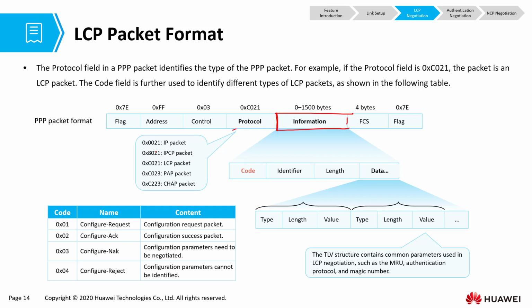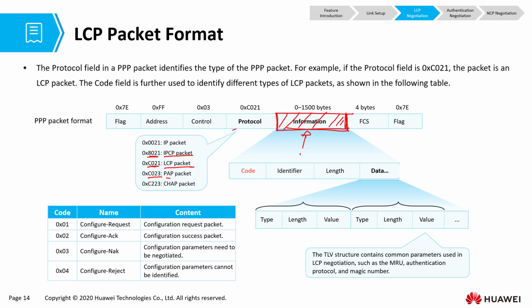If the value in the protocol field is 8021, it means the information we are carrying is an IPCP packet. If the value is C021 hexadecimal, it means we are carrying a link control protocol packet. If the value is C023, it is a password authentication protocol packet. And if the value is C223, it is a challenge handshake authentication protocol packet. So these are some of the more common values inside the protocol field. Different values represent different things.